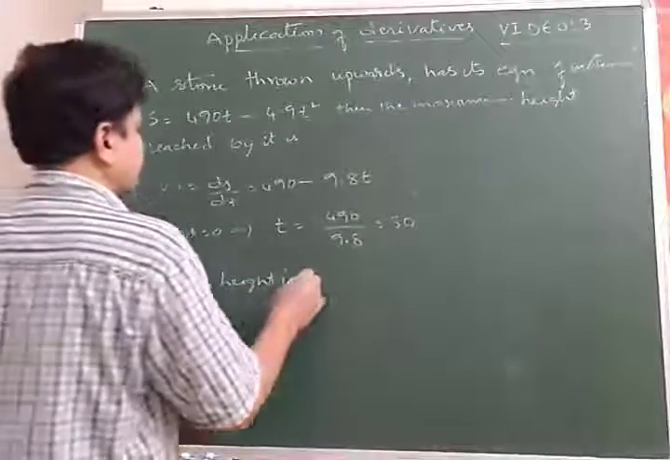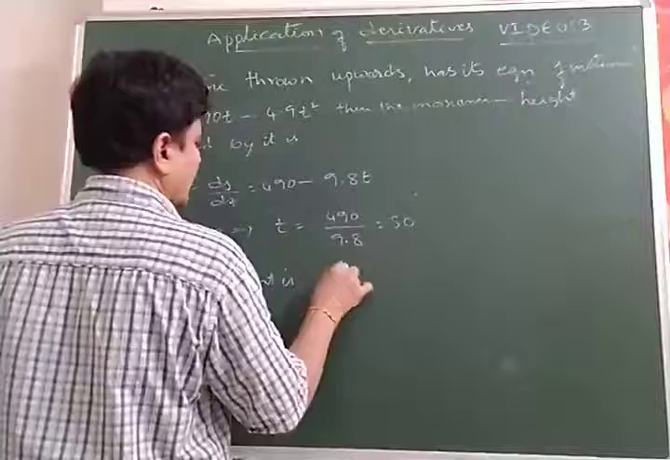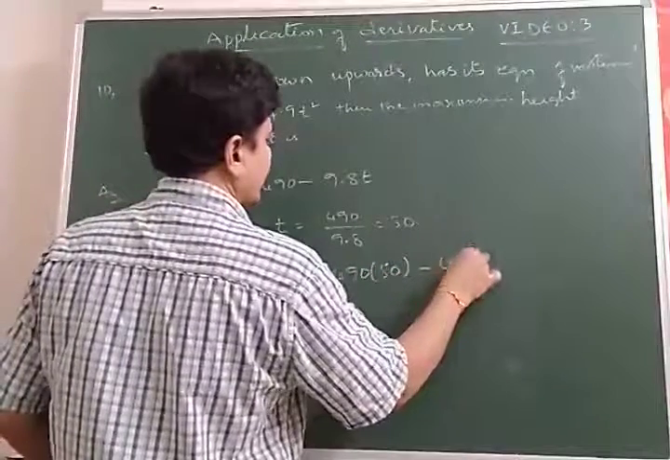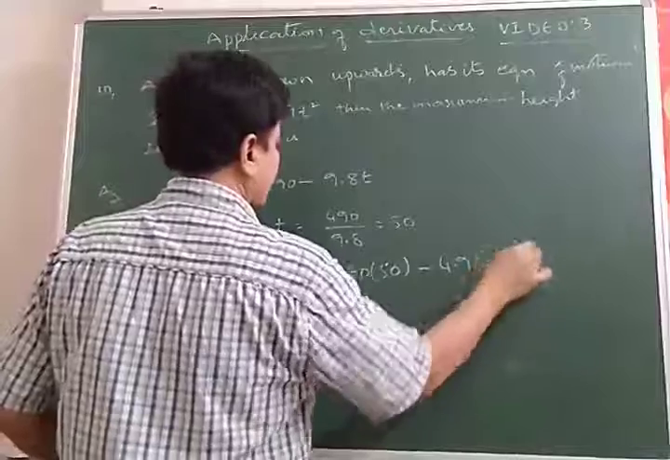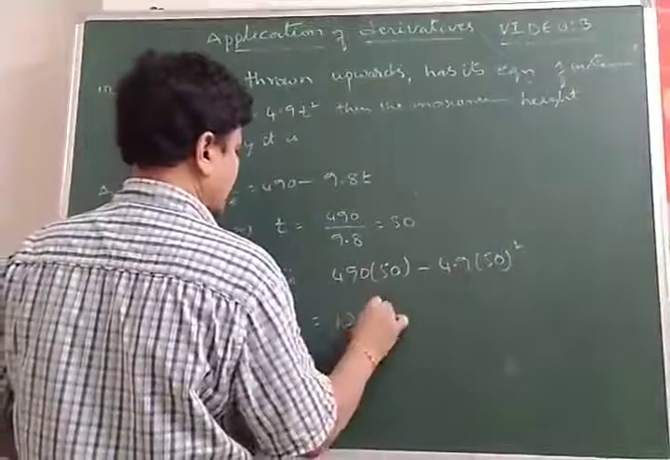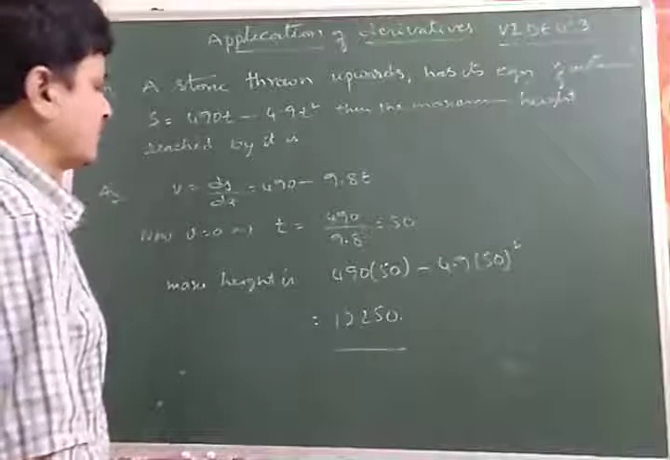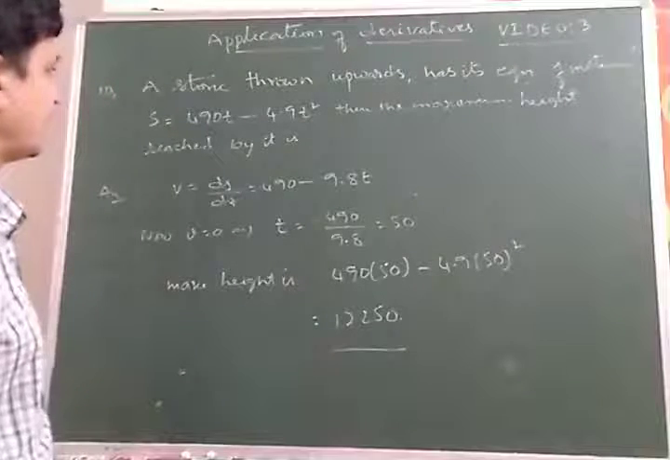Maximum height is 490 into 50 minus 4.9 into 50 square. That is equal to 12,250. Maximum height is 12,250 meters.